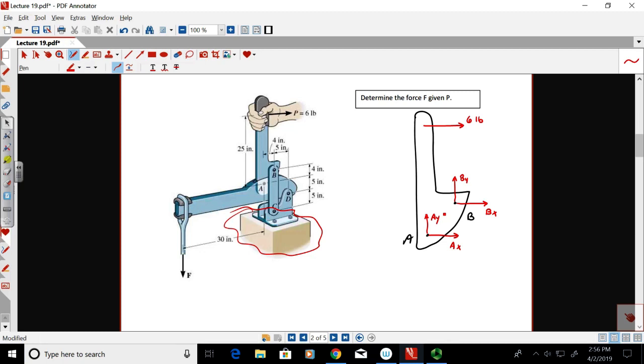Okay? So we're not given any weights here. I don't know the weight of this handle. So I'm not going to put a weight force in this because I don't know what it is. Okay? I don't even know where it is. Where's the center of mass of this thing?